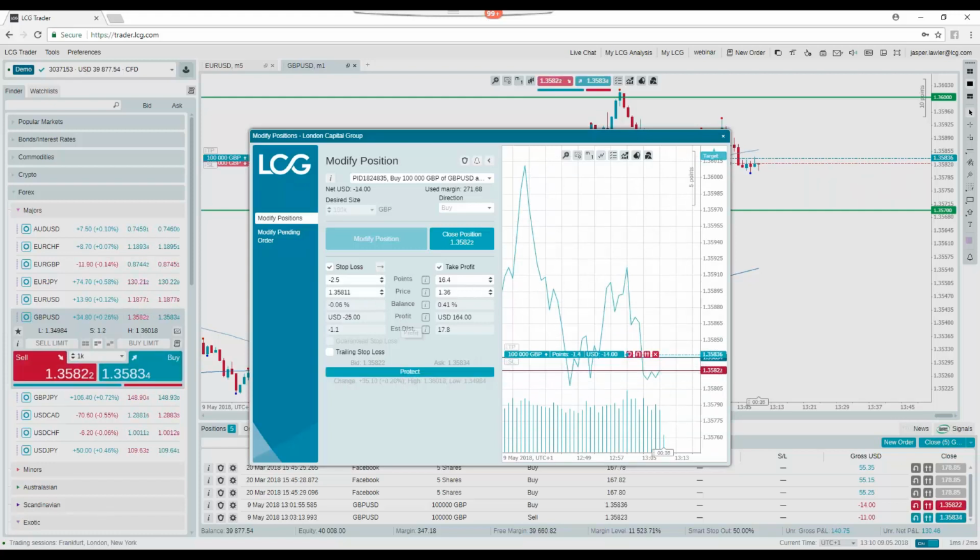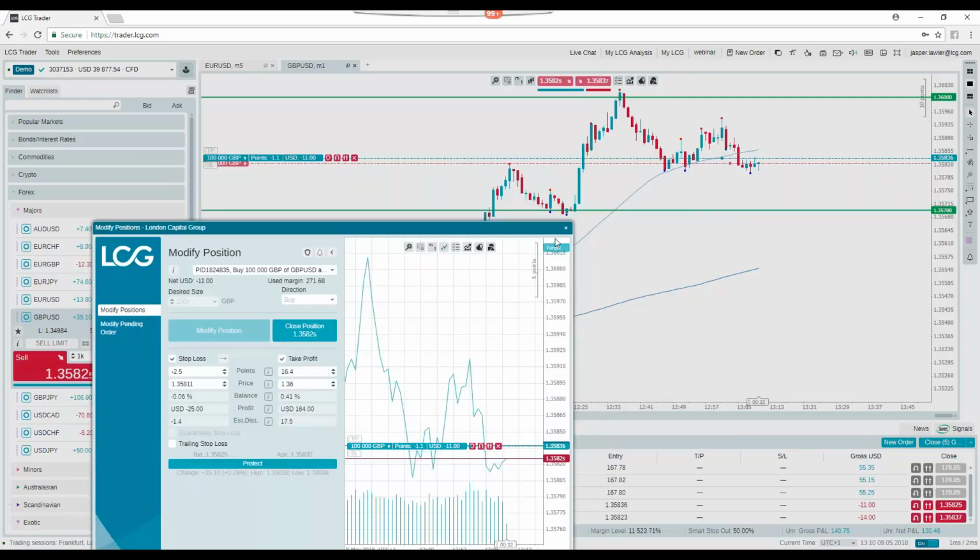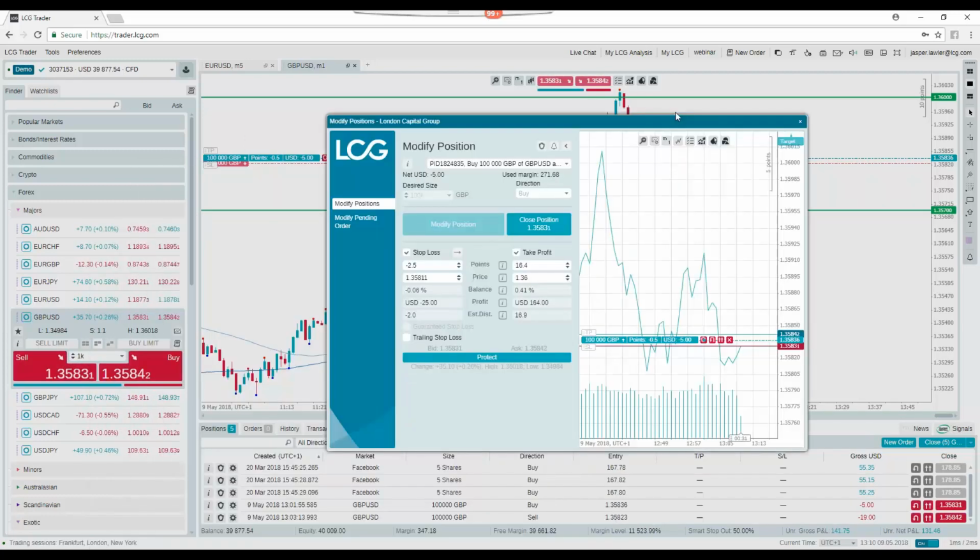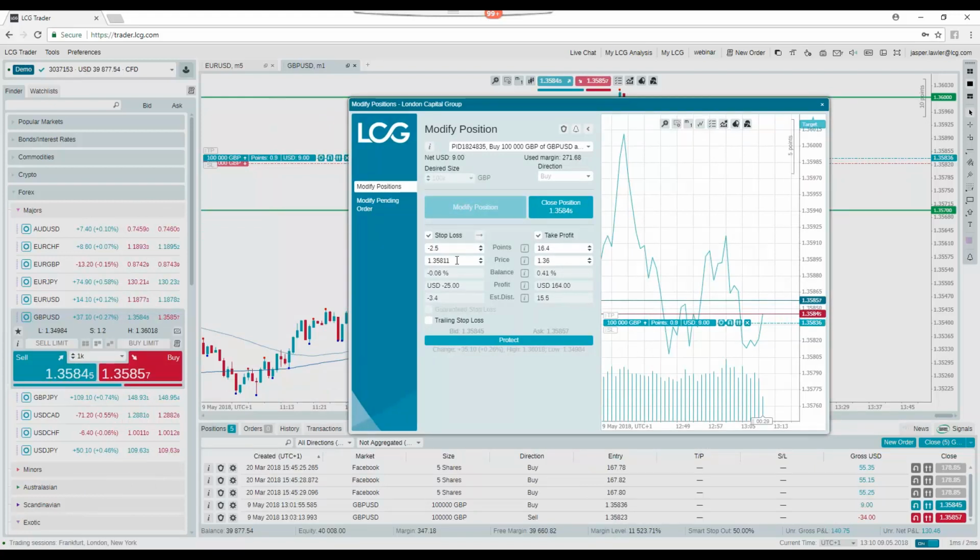So say we wanted to put our stop loss down near the bottom here, near that place that we'd put down there, 135.7. You can see that we'd make about 164. We'd lose 136 if it went the wrong way. And then just click this protect button.